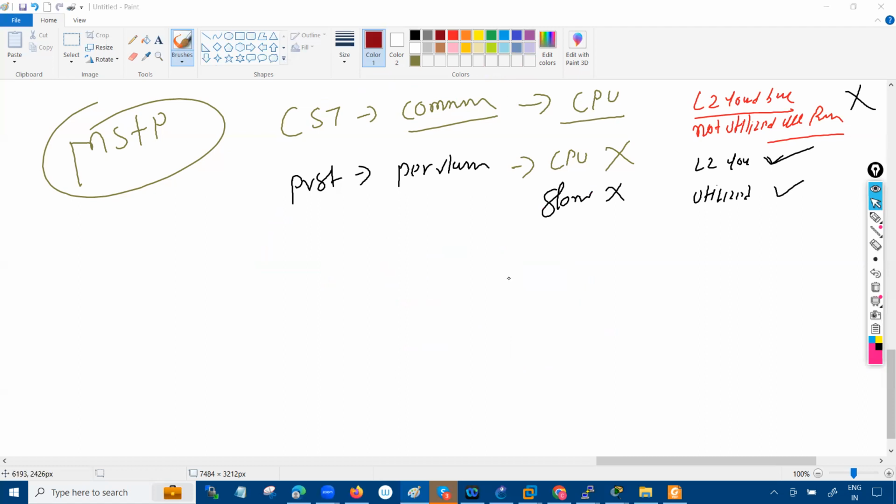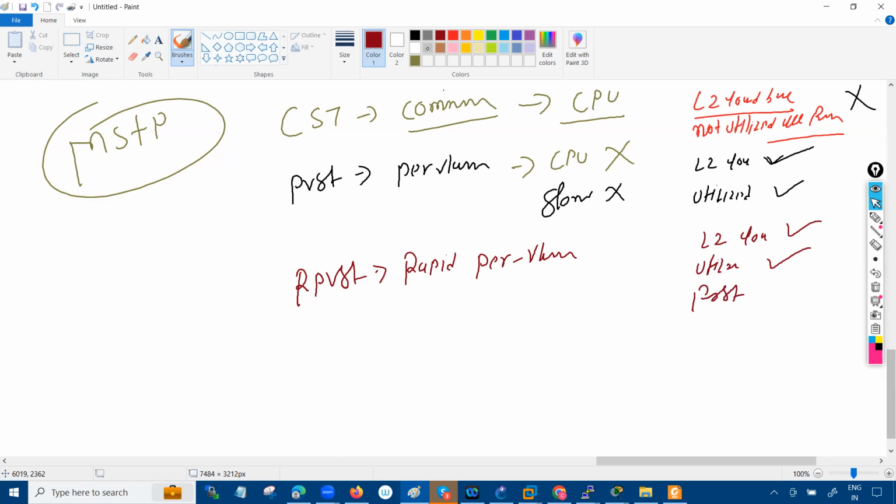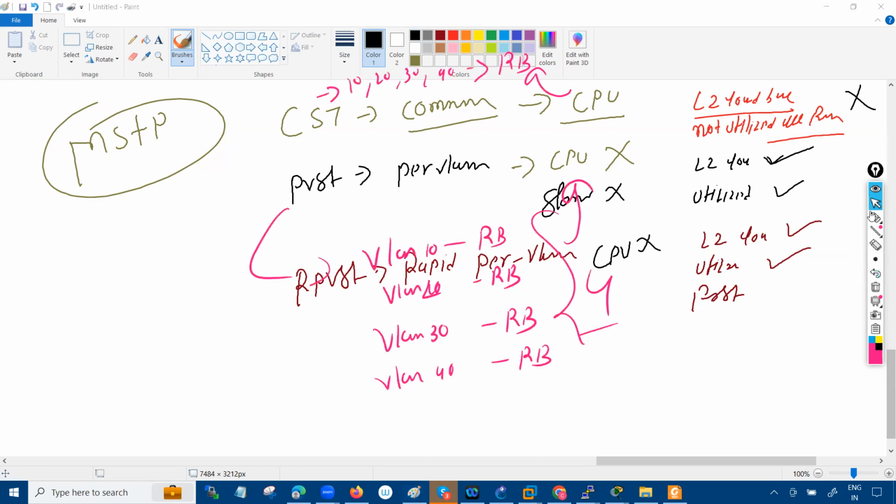So we came with the concept called the RPVST protocol. RPVST is like a rapid per-VLAN spanning tree protocol. The good thing, understand, we have Layer 2 load balancing, right? Utilize all the resources, and fast. Only the bad part is CPU, because for each VLAN I again have a separate root bridge. VLAN 10, 20, 30, 40, even if I run the RPVST protocol in this case, for VLAN number 10, 20, 30, 40, I have a separate root bridge. CPU perspective, it's very bad.